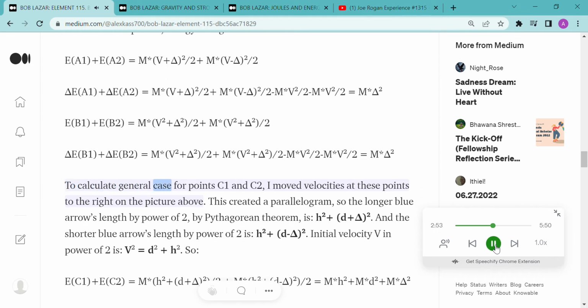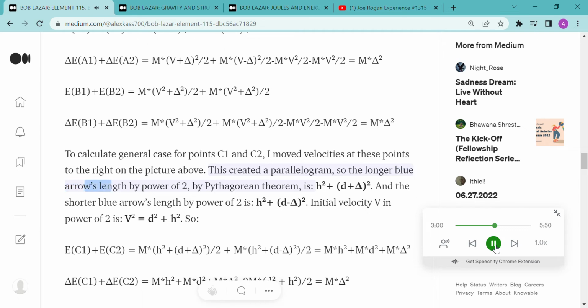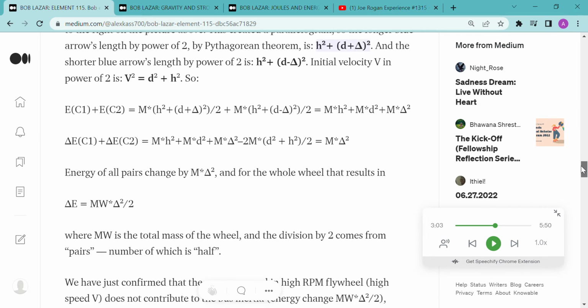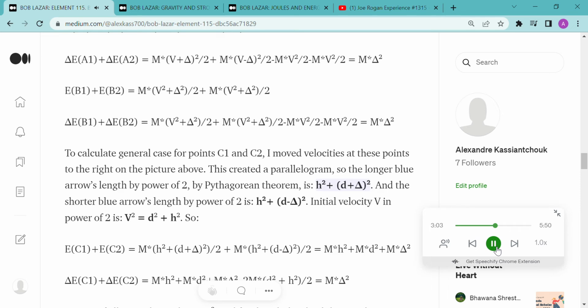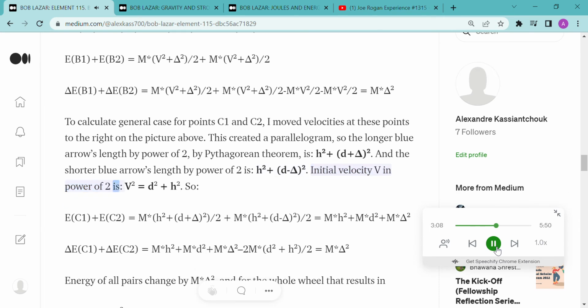To calculate the general case for points C1 and C2, I moved velocities at these points to the right on the picture above. This created a parallelogram, so the longer blue arrow's length to the power of 2, by the Pythagorean theorem, is h² plus (d plus delta) squared. And the shorter blue arrow's length to the power of 2 is h² plus (d minus delta) squared. Initial velocity v to the power of 2 is v squared equals d squared plus h squared.